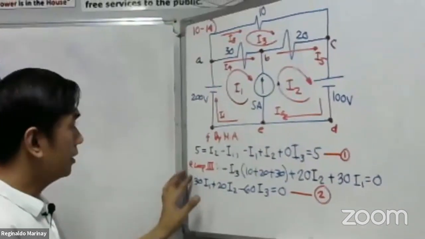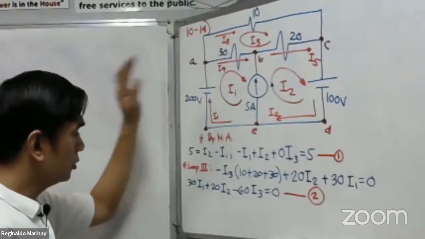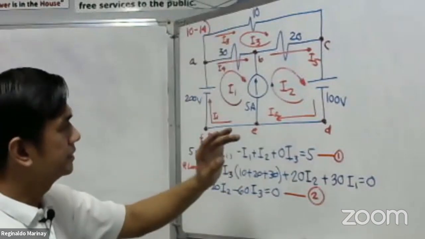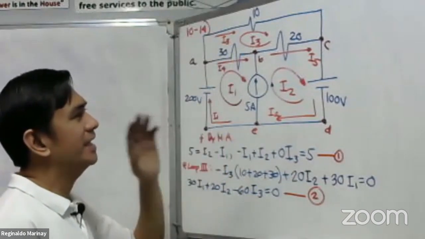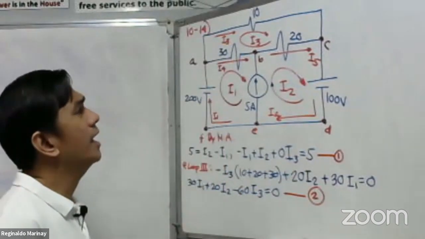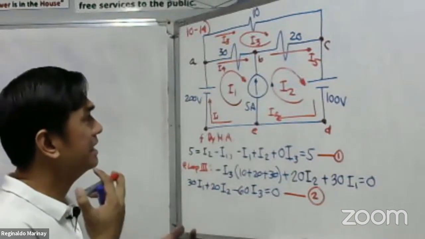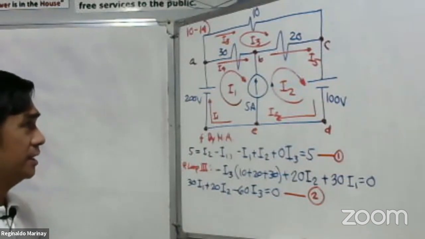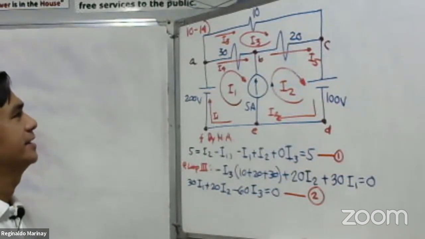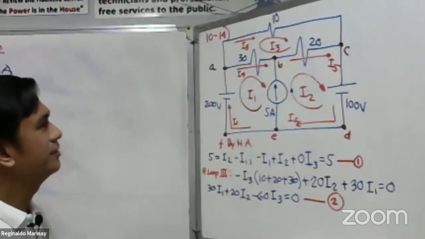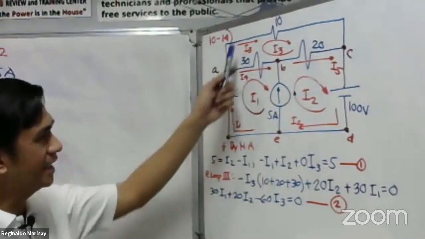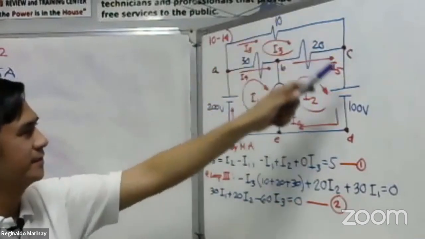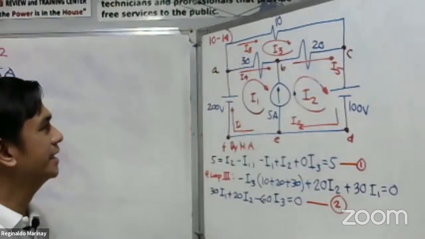Okay. So, I consider loop number 3. Now, where is the other equation? Ano kaya ang isang equation na gagamitin natin? Ano kaya ang isa pang equation na pwedeng gamitin? Mga kawerpa, anong equation? Tingnan natin ang sirkito natin. We have our circuit.